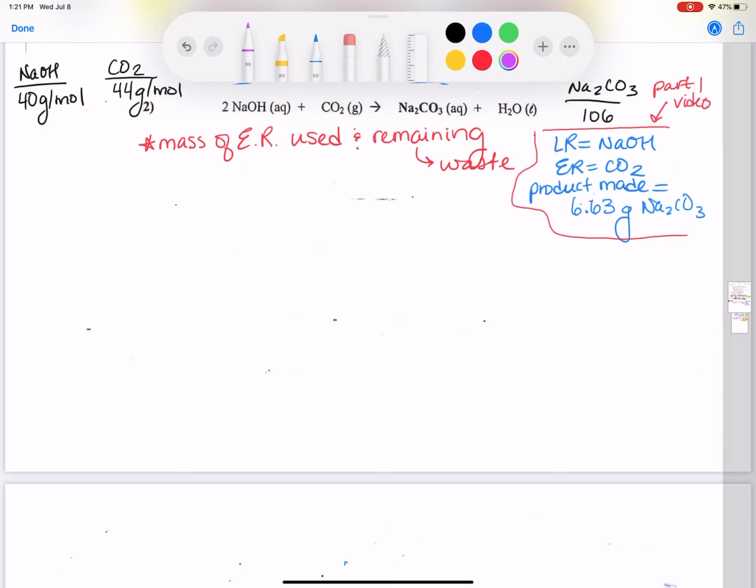Of limiting an excess reactant. So this is the part 2 video, and we're going to focus on calculating the mass of excess reactant that was used and the mass of excess reactant that is remaining, meaning it's going to have to go to the trash. It's a waste product.